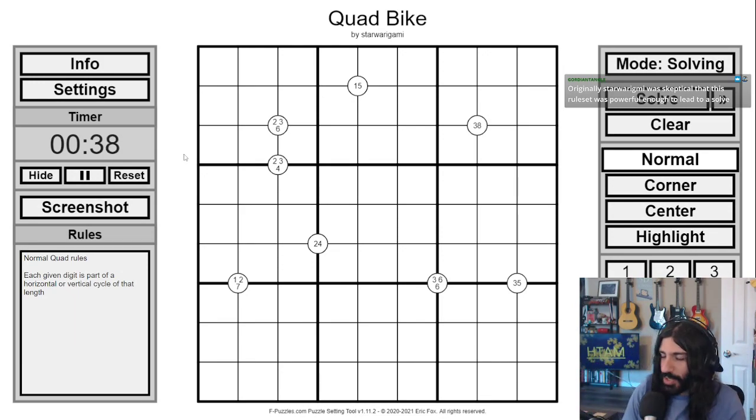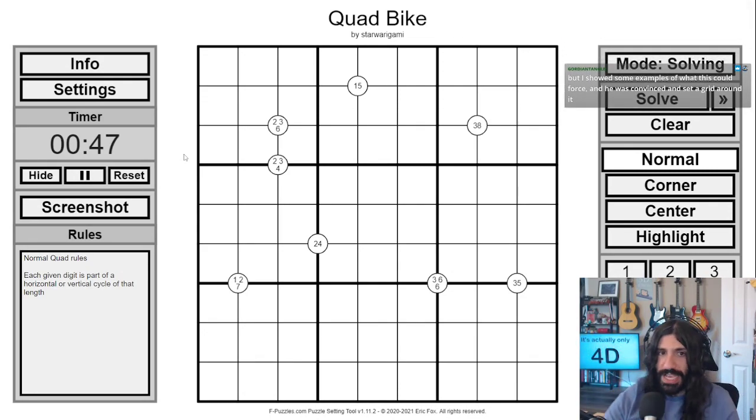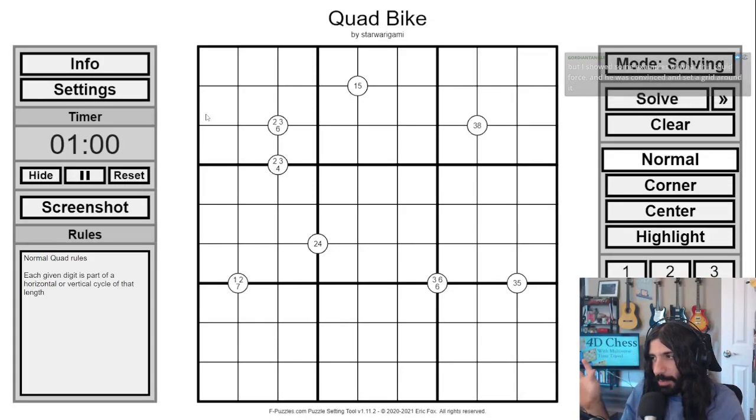Quad Bike by Star Origami. Originally, Star Origami was skeptical that this rule set was powerful enough to lead to a solve, but apparently it is, which is sick. Okay, so here are the rules. If you don't know these terms, I'll try to explain them briefly, but you can also look them up. Both of the constraints used in this puzzle have been seen before in custom Sudoku puzzles, but this is the first time that they've been put together, which is kind of cool.